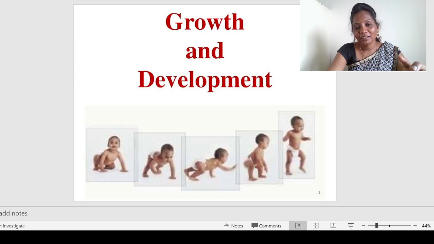Growth and development is a very interesting topic from child health nursing that I am going to take, and I am sure that I'll definitely give you good knowledge which is useful for your competitive exams. At the same time, it is useful for all your important questions because I am basically a pediatric specialist, and moreover I am very much interested in this subject, so definitely I'll give you good information.